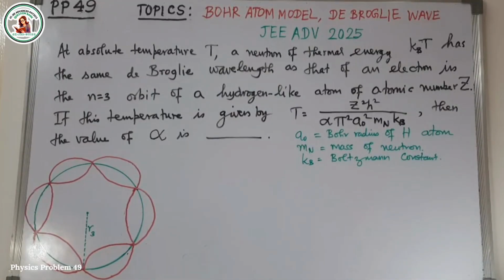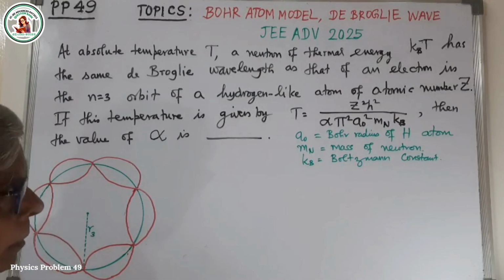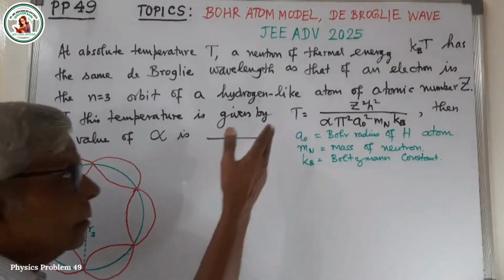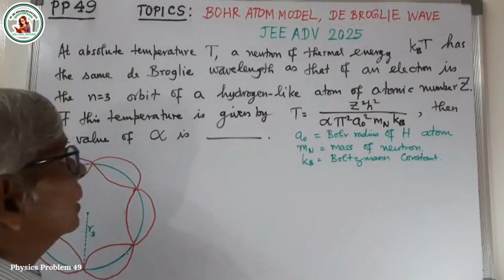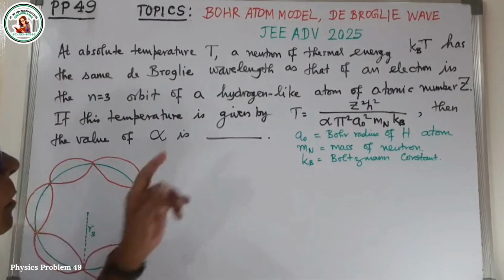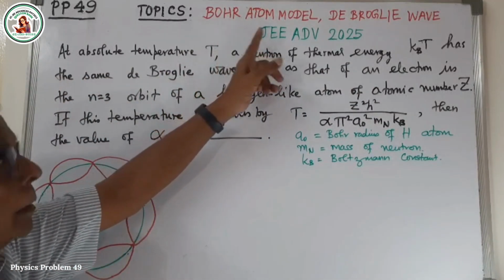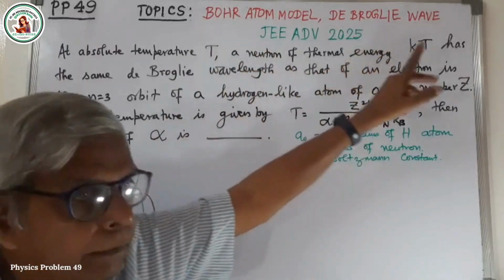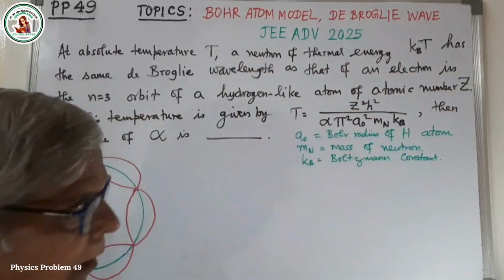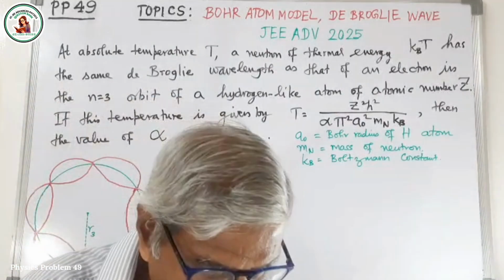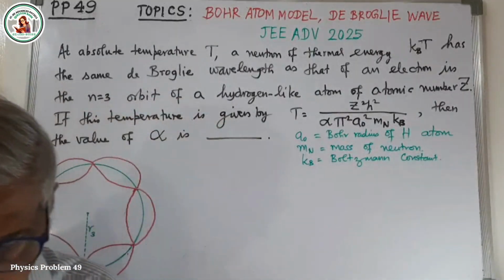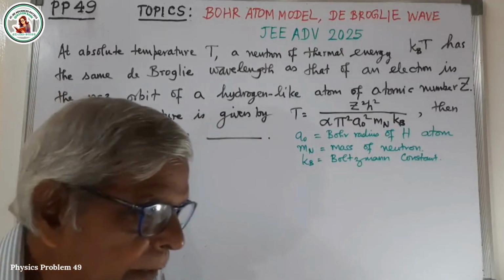Today we are discussing problem number 49, which is from our advanced paper of 2025, and the topics involved are the Bohr atom model and de Broglie wave. So this is another example of how they can club different concepts in the same problem.